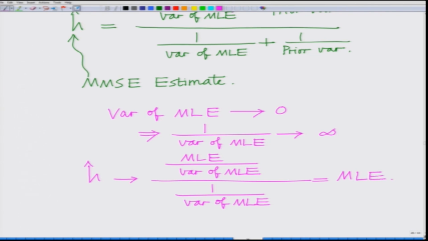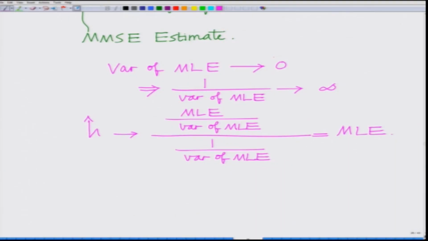What we have is when the variance of the maximum likelihood estimate is very small, that is tending to 0, or in other words it is very small in comparison to the variance of the prior. That is basically what we are saying is sigma square divided by norm x bar square is very small in comparison to sigma square. Okay, this is the condition. Variance of MLE tends to 0 implies basically your sigma square divided by norm x bar square is much smaller than the variance of the prior.